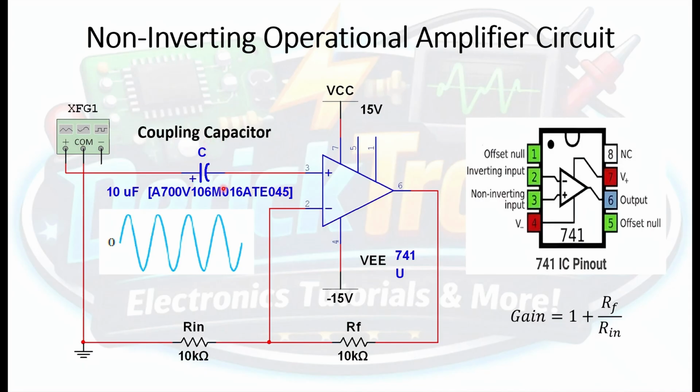Now, question, what is the function of this capacitor here? The main function of this capacitor is to allow only AC signal to pass through. It will block any DC offset signal coming from the function generator, which normally happens from time to time, especially if the function generator is a little bit old already. Any DC offset that passes through will have an undesirable effect on the output of the amplifier. So we need to block that DC offset signal and just allow AC signals to pass through.